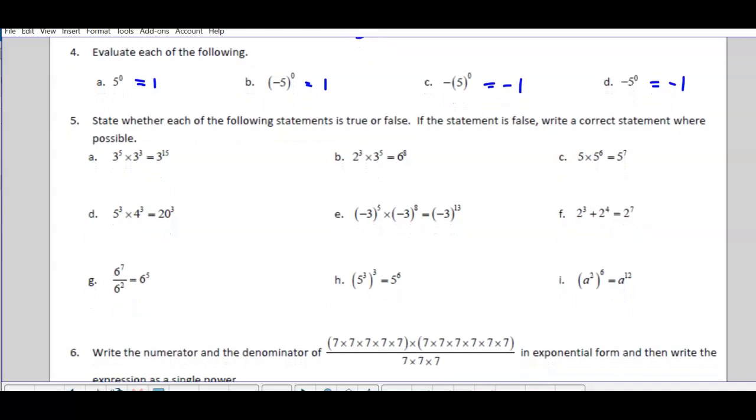All right, and then state whether each of the following is true or false. If it's false, write a correct statement where possible. So can you correct it so it works out properly? Here, multiplying powers with the same base, is it 3 to the 15th? Thumbs up if it is. Okay, I don't see any thumbs up. Nope, it's not. So this is false. It should be 3 to the 8. We add the exponents.